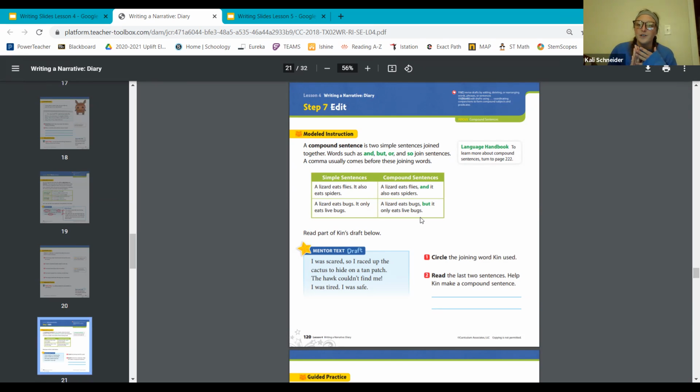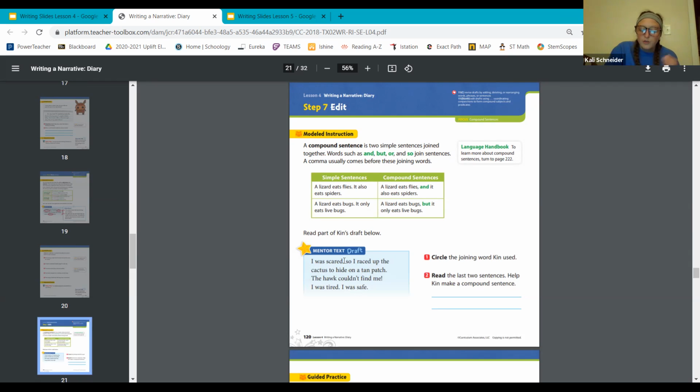We still, as a reader, understand the exact same things that are happening and facts that they're telling us. So we're going to go ahead and read a part of Ken's draft now and see what is the word that he used to make a compound sentence. So I was scared. So I raced up the cactus to hide on a tan patch. The hawk couldn't find me. I was tired. I was safe.